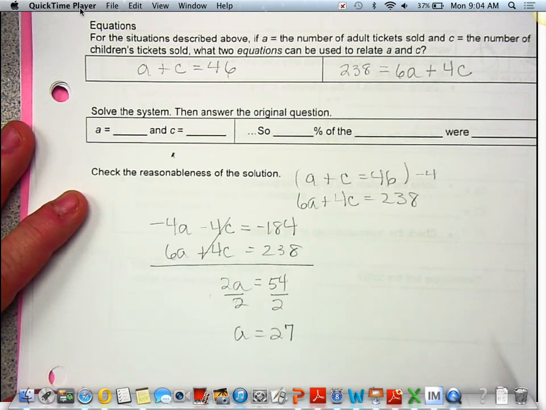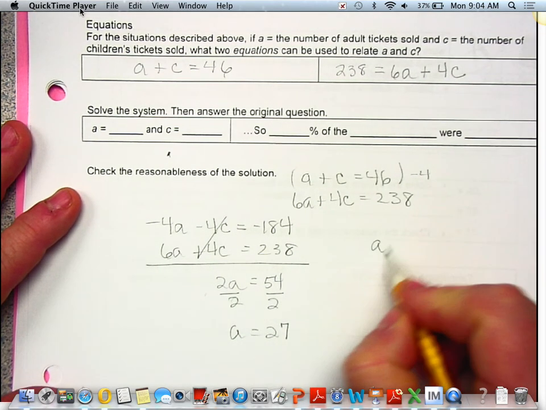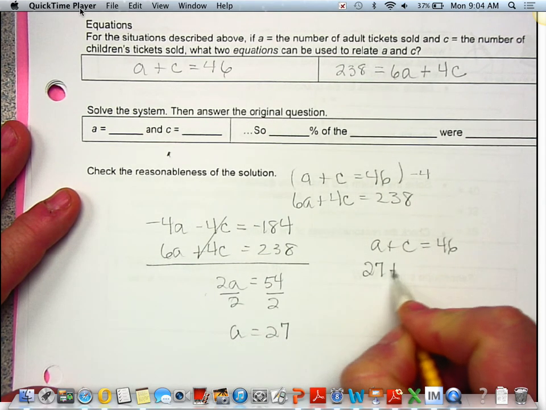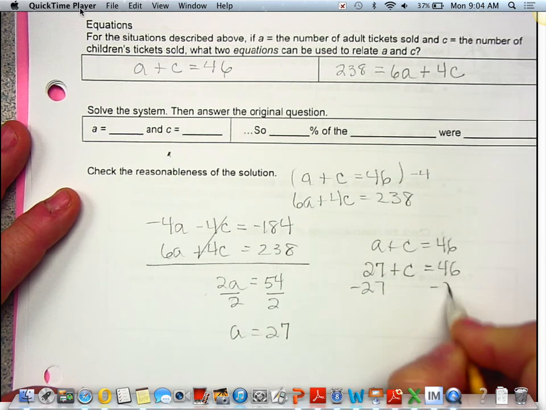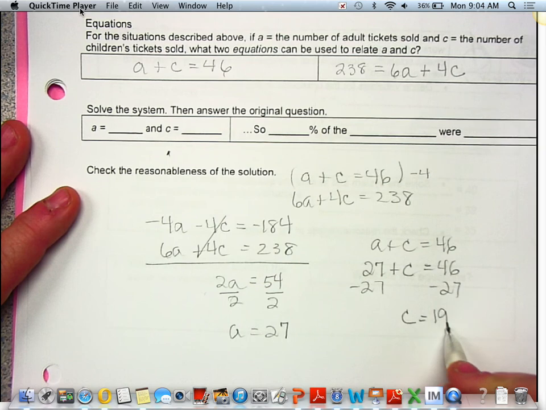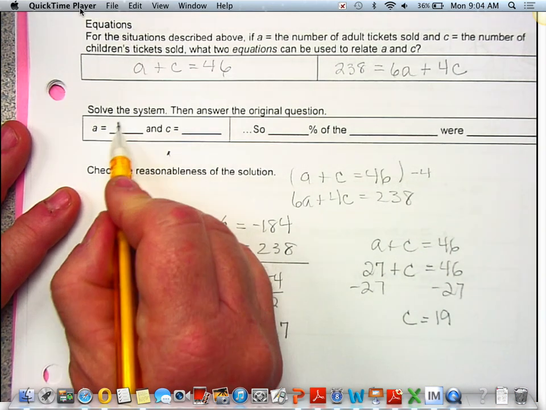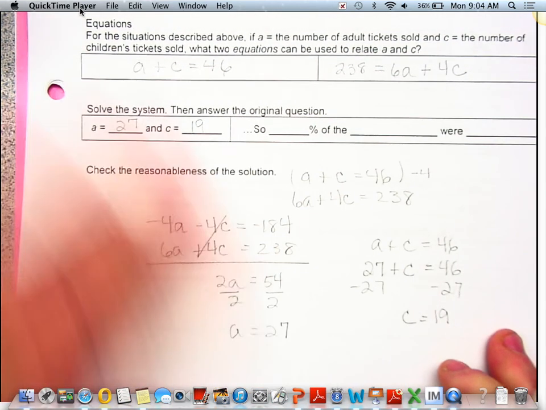Where do you want to plug it in? In the first one, A plus C equals 46. We'll plug in 27 for A. So 27 plus C equals 46. Subtract 27, 19. So A equals 27 and C equals 19.